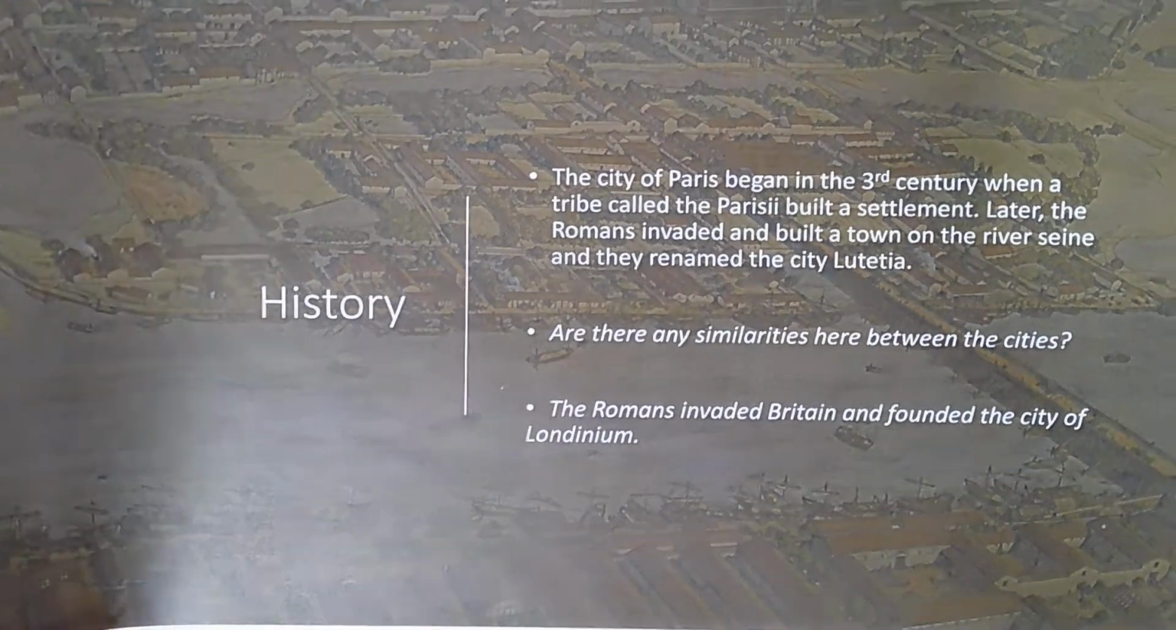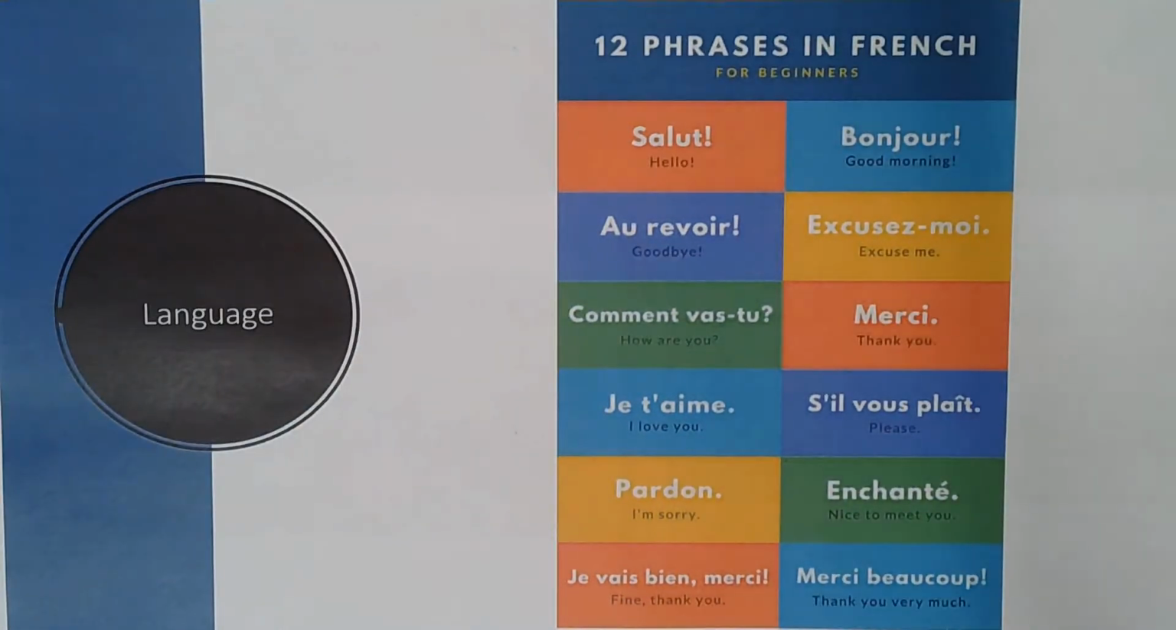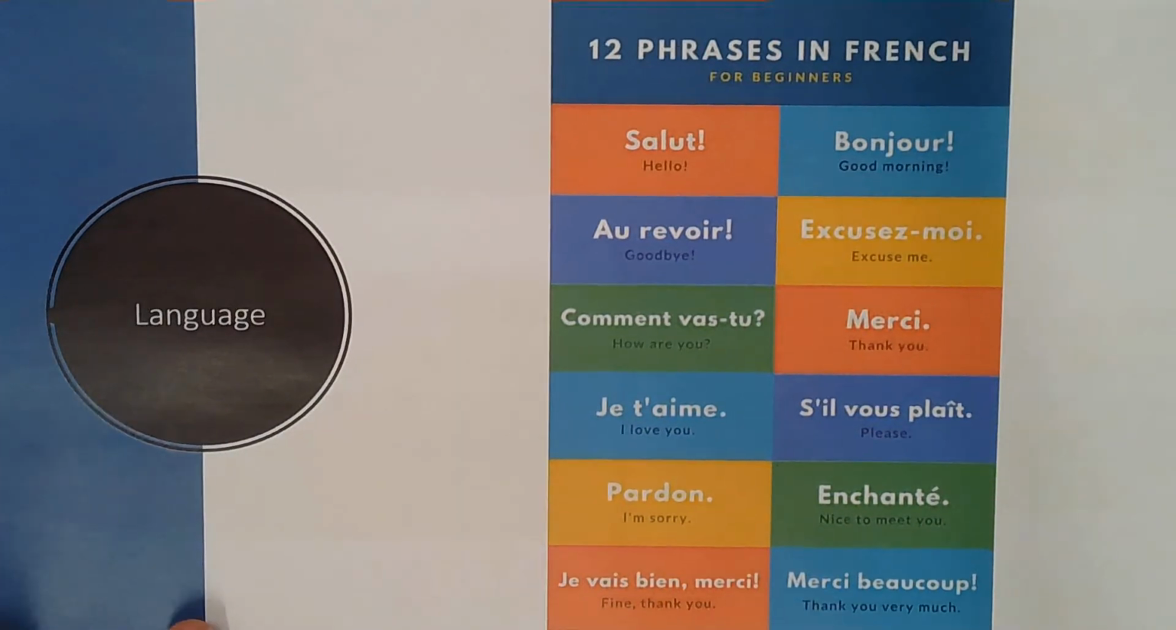Okay, language. Is language a human or a physical feature of geography? Yes, it is human because it's about what the humans speak in those countries and how they communicate with one another. So language in France, as we know, is French. If you want to pause the video here, you may, and have a look at some of the different phrases in French that you might like to practice.